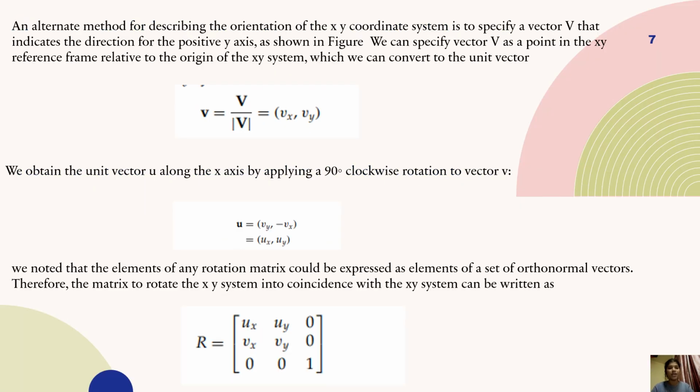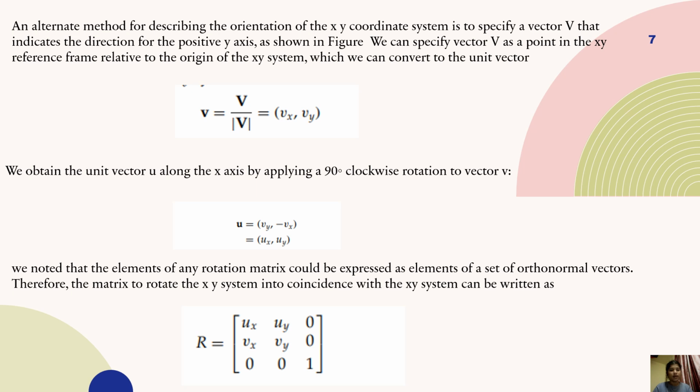Moving forward, an alternative method for describing the orientation of the x'y' coordinate system is to specify a vector V that indicates the direction for the positive y' axis. As shown in the figure, we can specify V as a point in the xy reference frame relative to the origin of the x'y' system, which can be converted into a unit vector. So another way to specify the coordinates is the vector formula, v equal to capital V divided by the modulus of V, that is (Vx, Vy). We can obtain the unit vector u along the x' axis by applying a 90-degree clockwise rotation to vector v. This is the next formula we get when we rotate by 90 degrees.